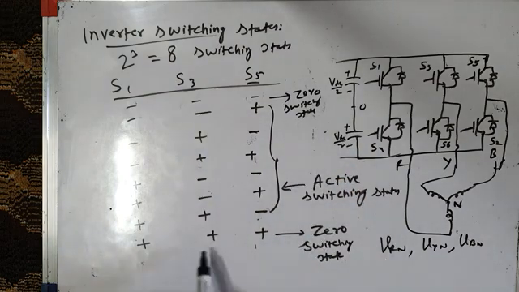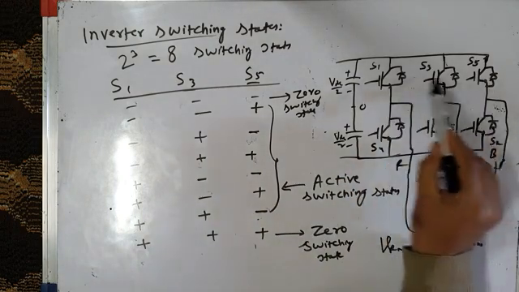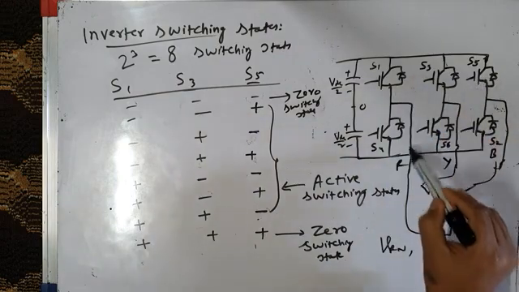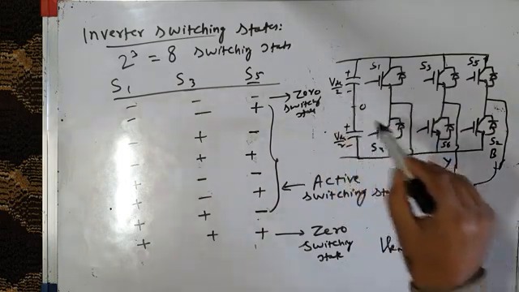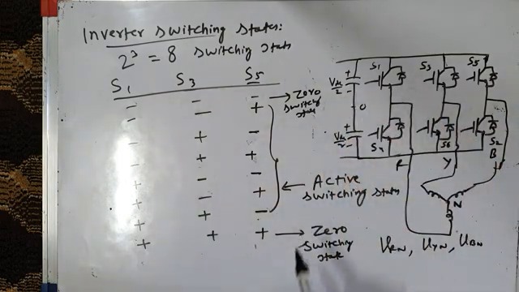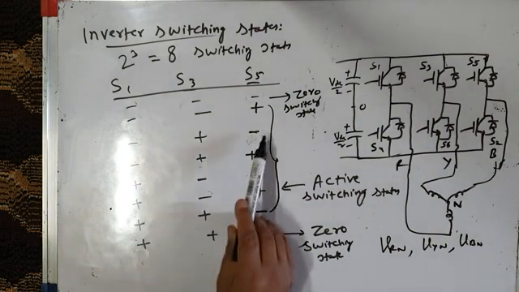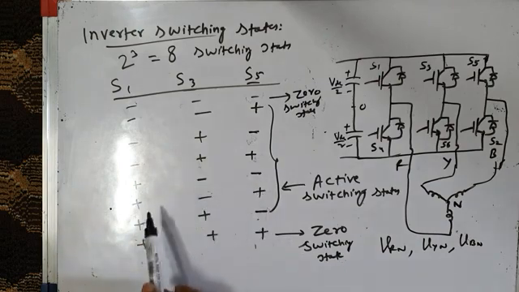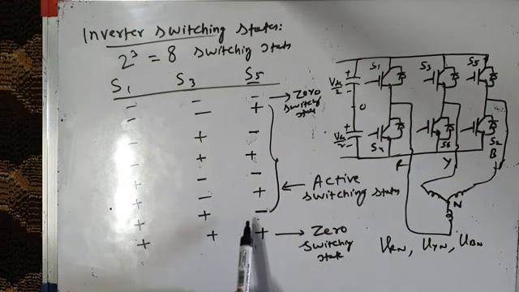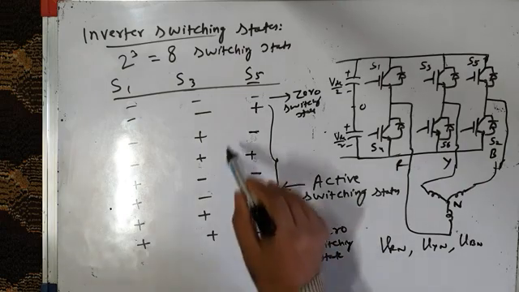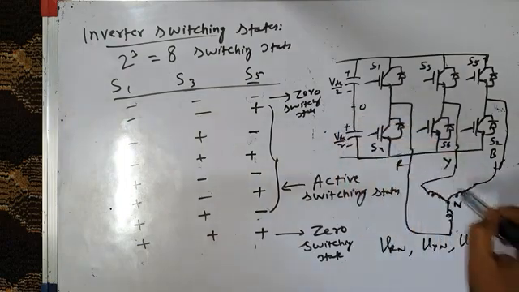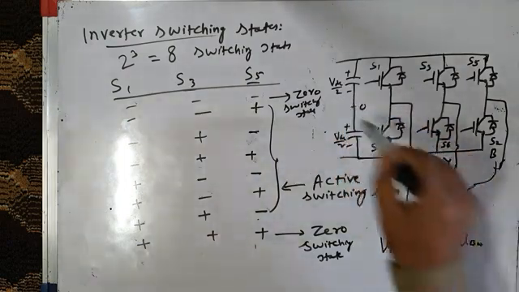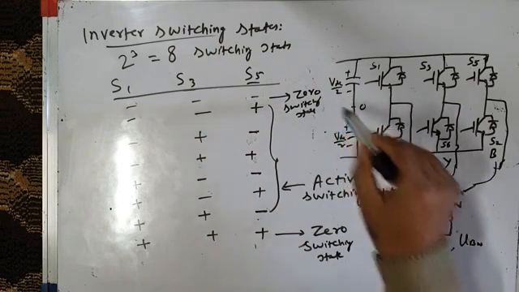Similarly, the switching state plus plus plus means all the three top switches are on. When all the three top switches are on, your load is shorted through these top switches. There is no energy transfer between source and load, so this is also called a zero switching state. Whereas all other switching states, minus plus minus, minus plus plus, plus minus minus, plus minus plus, and plus plus minus, are called active switching states, because in these your load is connected to the source and there is transfer of energy between source and load.